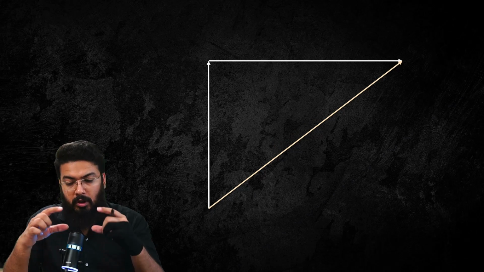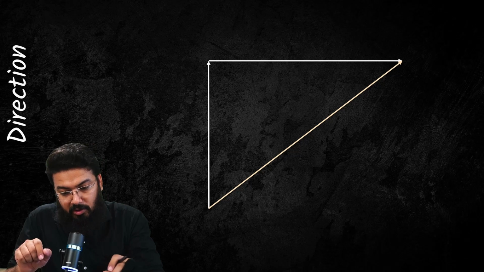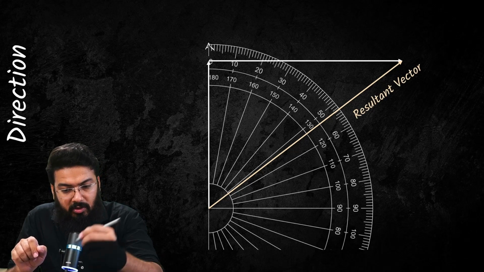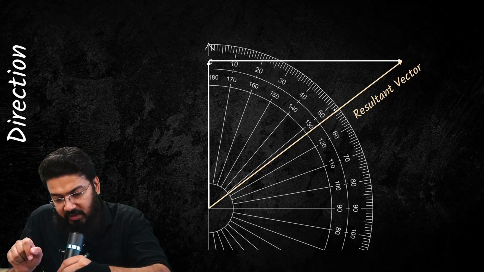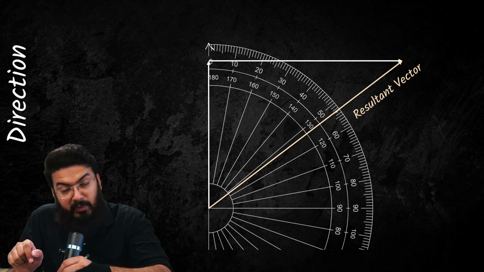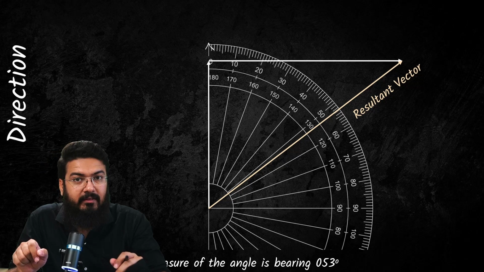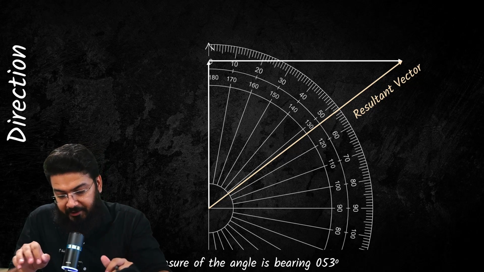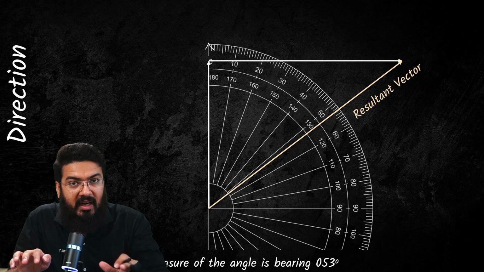I'm going to place my protractor such that 0 is along the north, and then from there I measure the angle. It's a little more than 52, between 52 and 53, but closer to 53. So I'm going to say that the angle is bearing 053. Again, you measure the bearing and not the angle only. This is how you finally add vectors.